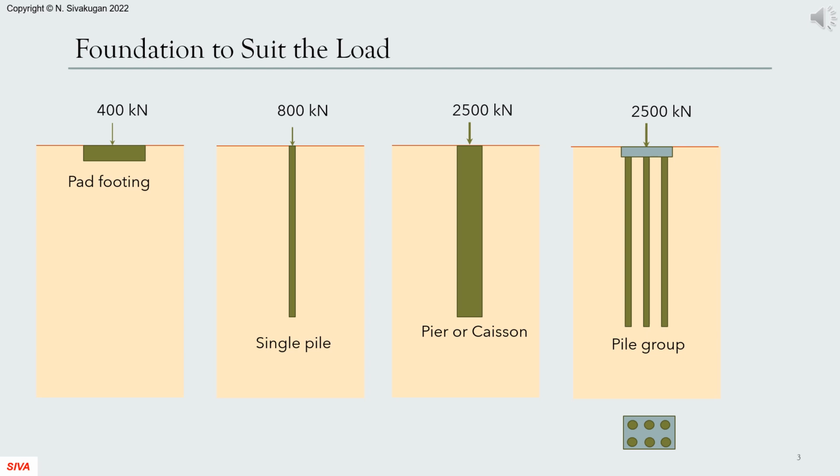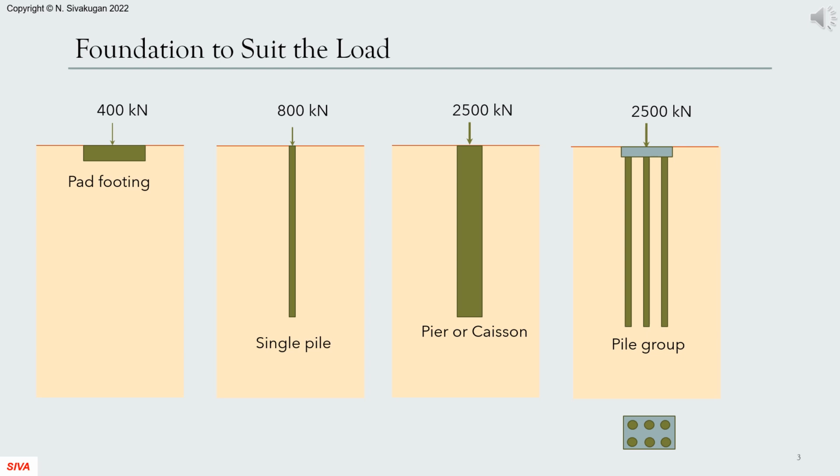If we have a 400 kN column load, a simple pad footing is sufficient to carry the load. For a larger 800 kN, a pile may be more suitable, depending on the soil conditions. For a much larger load of say 2500 kN, we have to go for a large diameter pile such as a pier or caisson, or a pile group consisting of more than one pile.